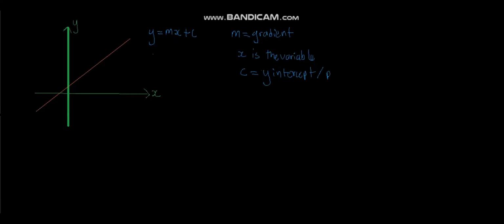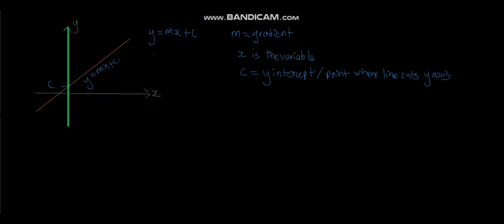Slash the point where the line cuts the y-axis. So in this graph, here would be C, some number, some gradient m, x plus c. So the equation of a line is given by y equals mx plus c.